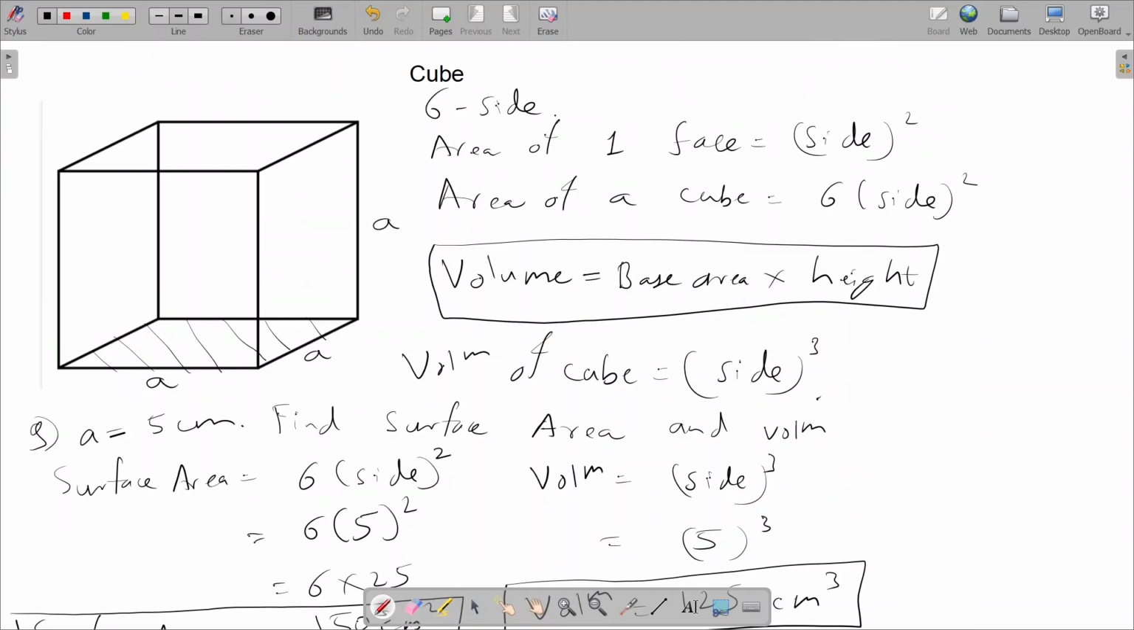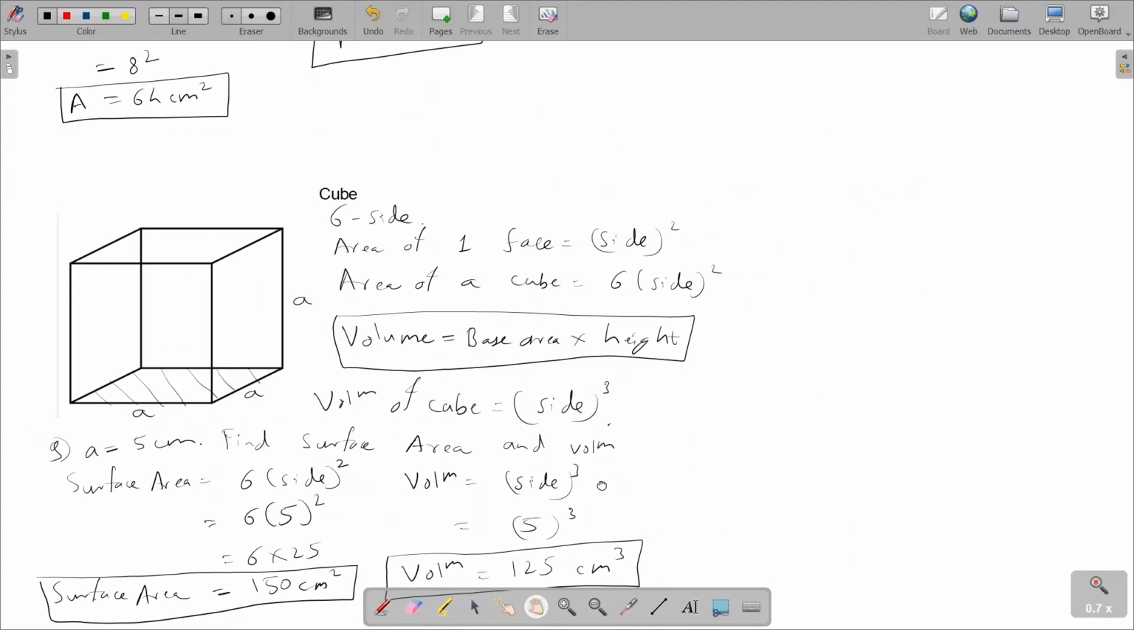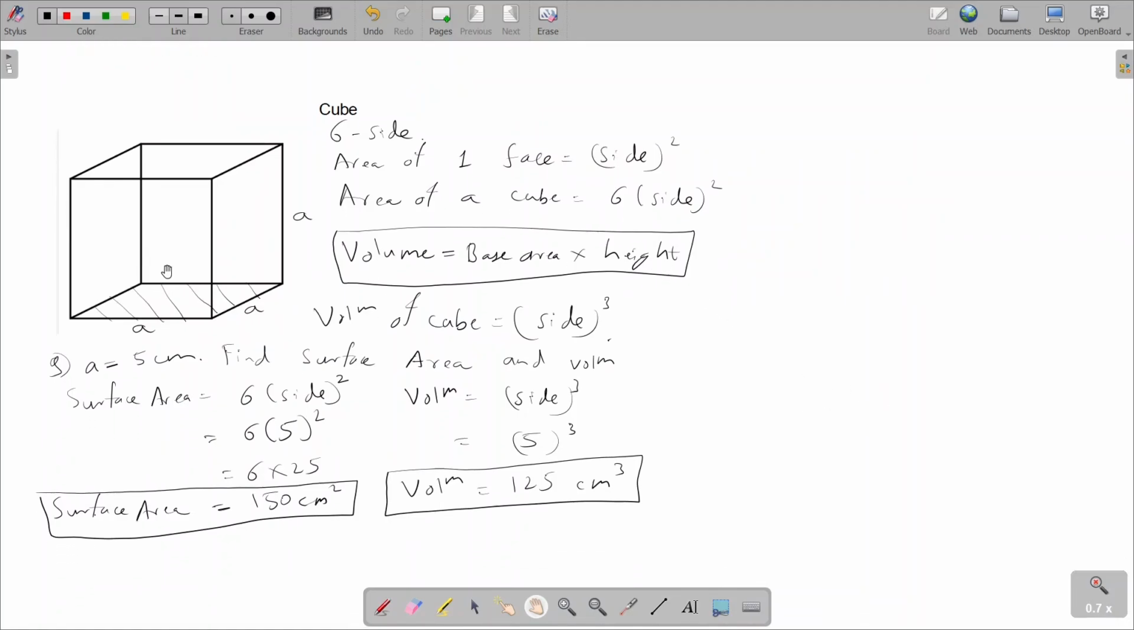So you can see, I'll just zoom out a little. In a cube, we have got 6 sides. Each side is a square. The area of one side is a square, or you can say side square. There are 6 sides in a cube. So the surface area of a cube will be 6 times side square.